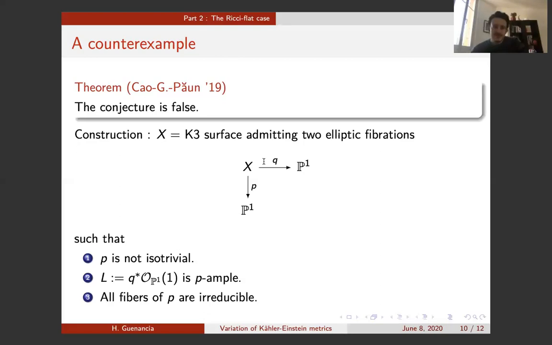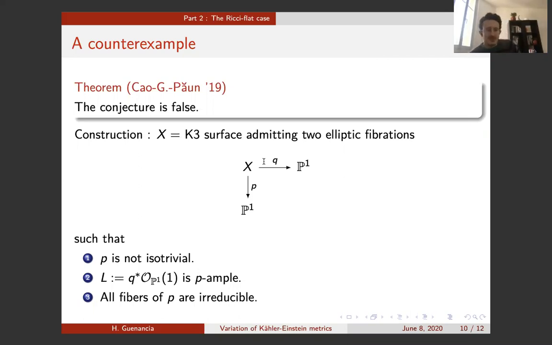Okay, so the first one is that it admits, maybe before even the first one, it admits two elliptic fibrations P and Q onto P1. And those elliptic fibrations are in a way transverse to each other. So the first fibration, P, will play the role of my fibration from the slide before. P is not isotrivial, meaning that two general fibers of P are not isomorphic. The second property is that the fibrations P and Q are somehow transverse. One way to phrase that is that when I pull back O(1) by Q, I get a line bundle on X that's P-ample, so relatively ample with respect to the main fibration P.